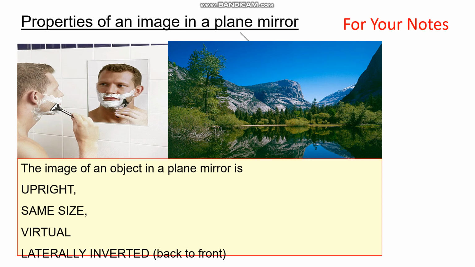Okay, to summarise that then, could you get this into your notes? Properties of an image in a plane mirror. The image of an object in a plane mirror is upright. It's the right way up, it's the same size, it's virtual, real rays don't pass through the image, and it is, one thing I forgot to say, laterally inverted, it's back to front. Now you can't see that from the diagram that you've got there, but it's something that you will know from personal experience. So make sure please that you've got those 4 points written down in your book.